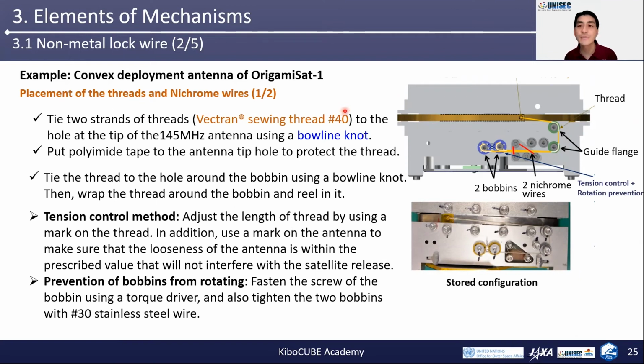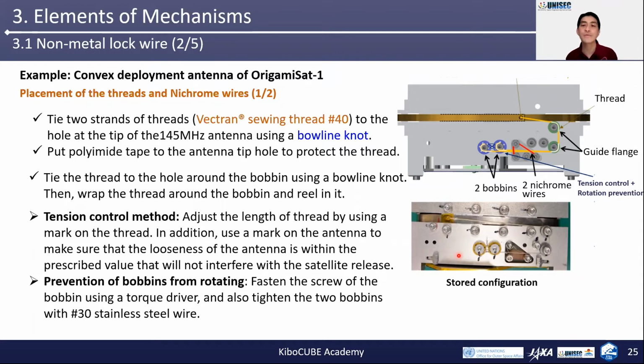So we tied 2 strands of threads to the hole at the tip of the antenna using bowline knot. There are 2 strands because of redundancy, and we put polyimide tape to the antenna tip hole to protect the threads. Then we tied one of the threads to a hole around the bobbin using a bowline knot. Then we wrapped the thread around the bobbin and reeled in it. The objective is to control the tension. We adjusted the length of the thread by using mark on the thread.